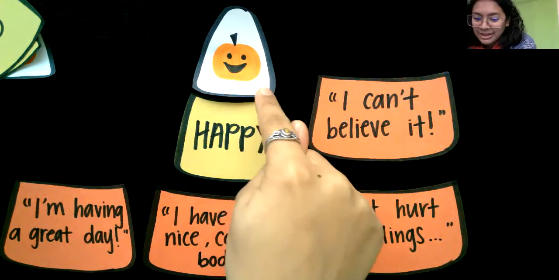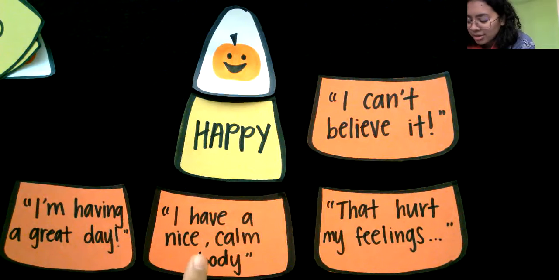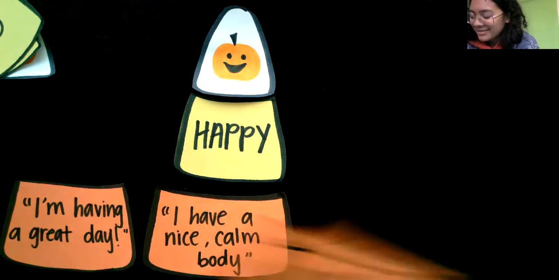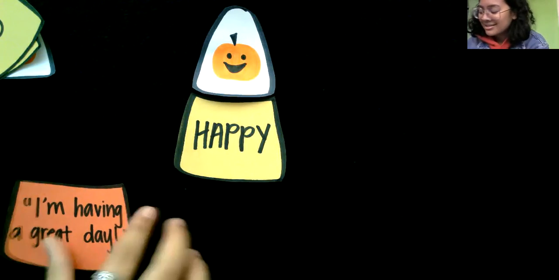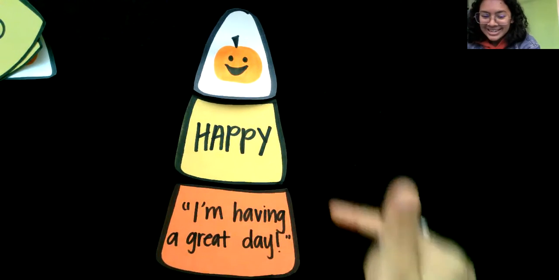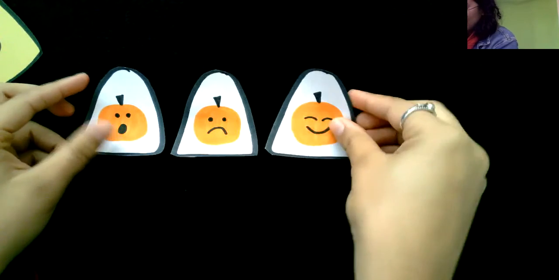So if he's smiling really big and if he's happy, which one do you think makes the most sense? You're right. I'm having a great day. When I'm having a really great day, that makes me really happy. So I'm going to put it underneath. And look, we have our first candy corn. Nice job. We're all done with that one. We have three more that we can do. All right, which one should we do next?